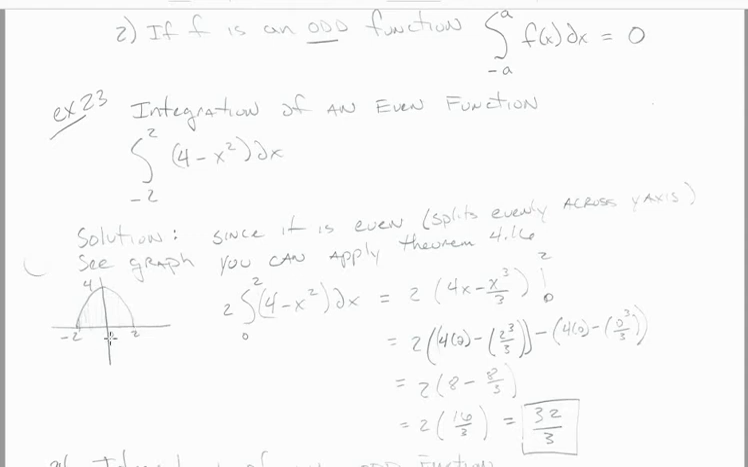So we can say that instead of integrating from negative 2 to 2 of 4 minus x squared, since it's an even function, we can rewrite this integral as 2 times the integral from 0 to 2 of 4 minus x squared dx. Because notice, if we cut this parabola in half from 0 to 2, the same thing happens from negative 2 to 0. So that's why it's just 2 times this area when we do this piece.